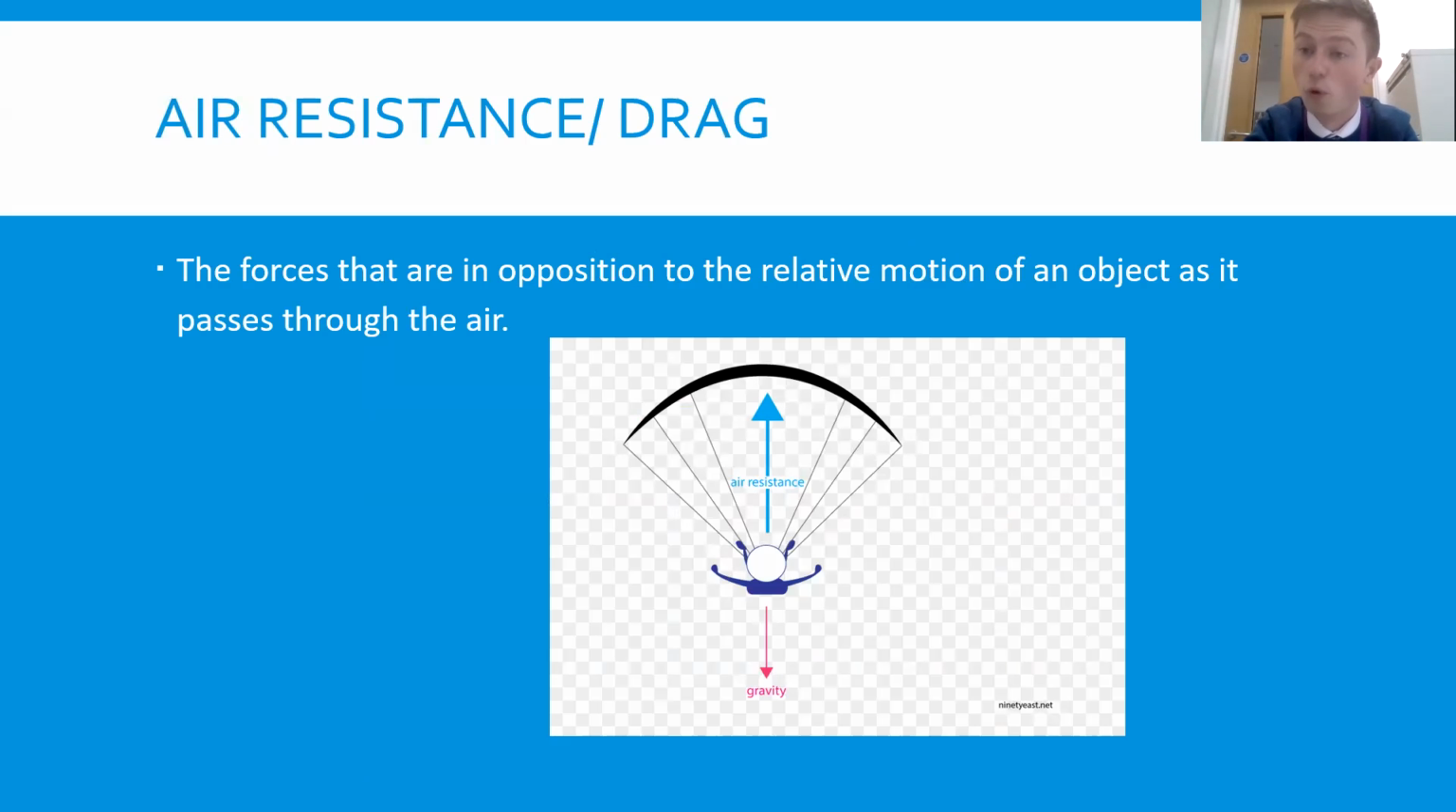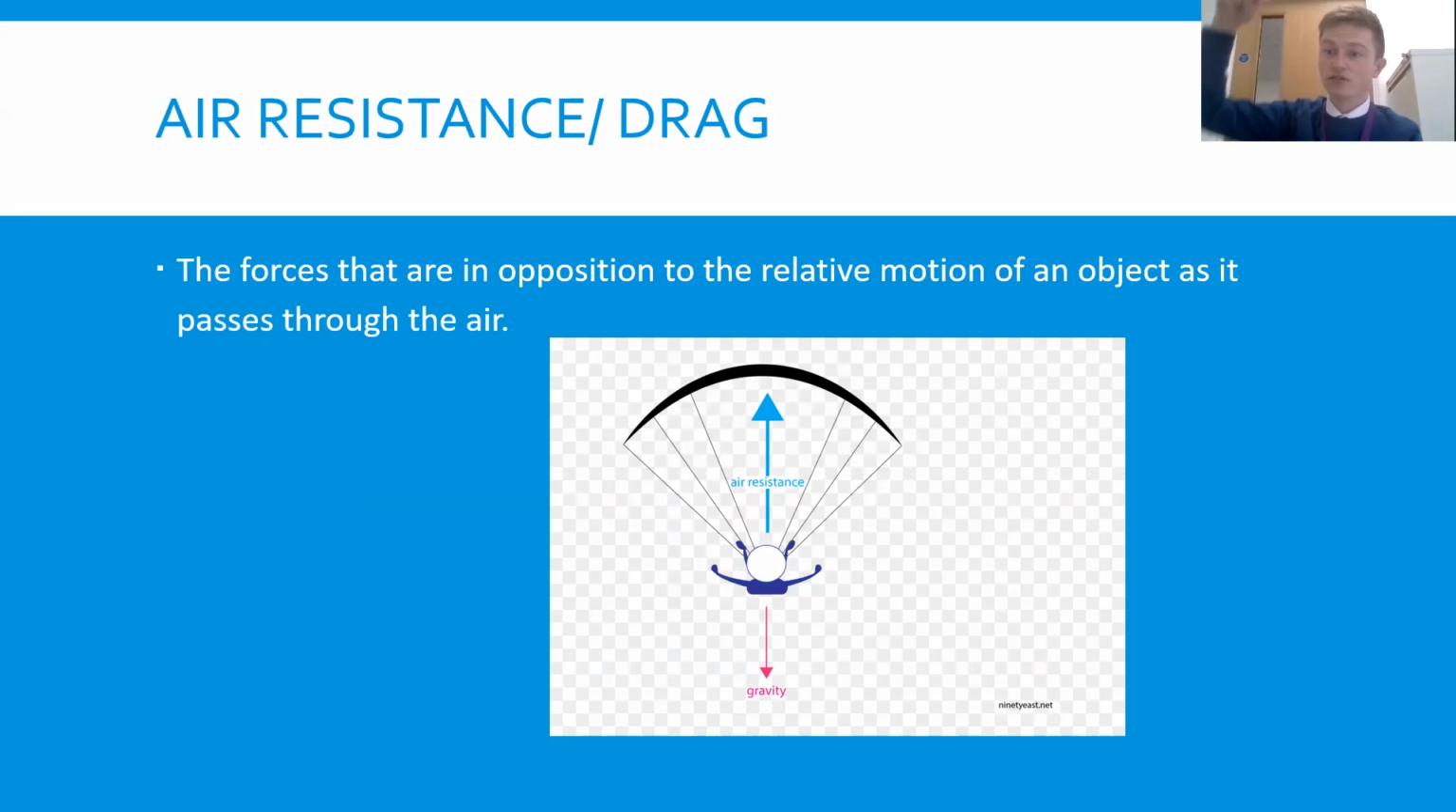Air resistance. So air resistance, also known as drag, is the forces that are in opposition to the relative motion of an object as it passes through the air. So motion just means when it's moving. And as we can see with this parachuter, he is moving downwards. That's the motion of it.